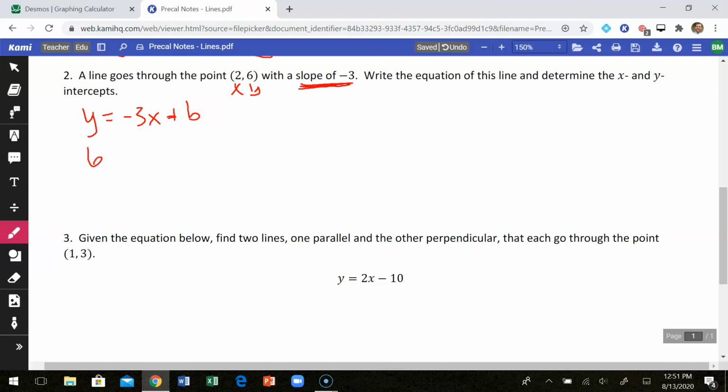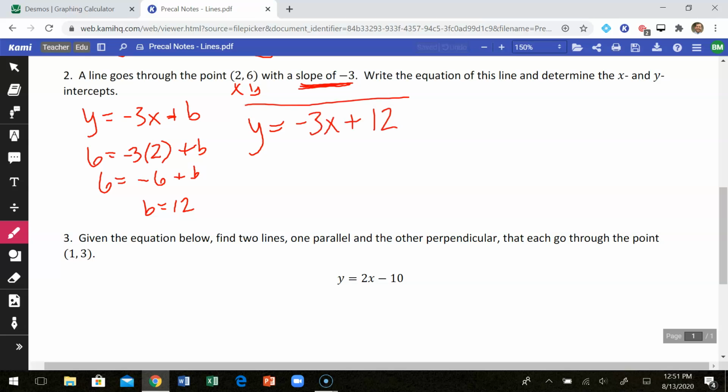So my point (2, 6), I'm going to plug that in for x and y. And so I would get 6 equals -6 plus b, so b is going to be 12. And therefore my equation is y equals -3x plus 12. That answers the first part. And then also determine the x and y intercepts. Well, the y-intercept is easy. The y-intercept is simply, what is my b? So that's 12.